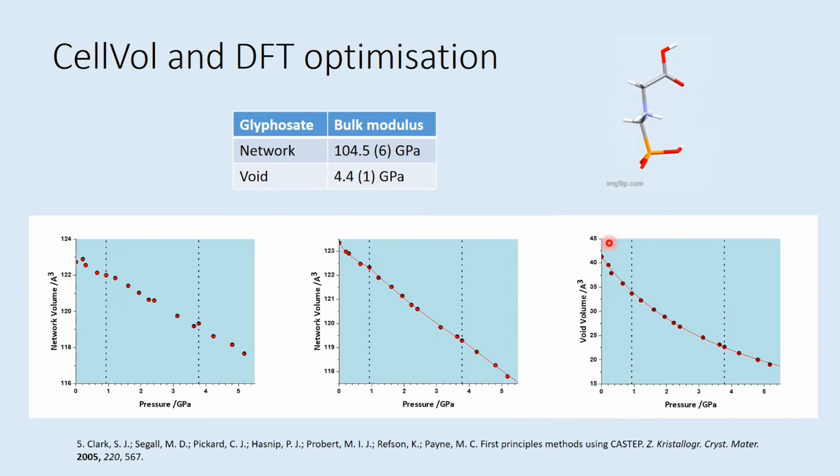We can also fit some relatively rough equations of state to the entire range of compounds, so they're normally second order fits because of the fitting across the phase transitions. But as you can see here, our network volume falls pretty much bang smack in the middle of that hydrogen bonded histogram at 105 GPa, and our void volume again is very typical of these kinds of hydrogen bonded compounds.